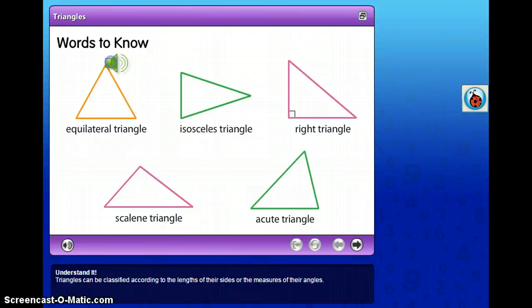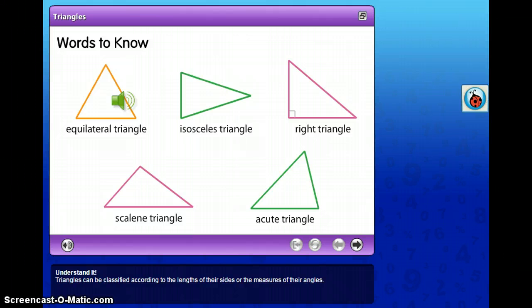to know? Equilateral triangle. Isosceles triangle. Right triangle. Scalene triangle. Acute triangle. Okay, this may be review for you. What is an equilateral triangle?